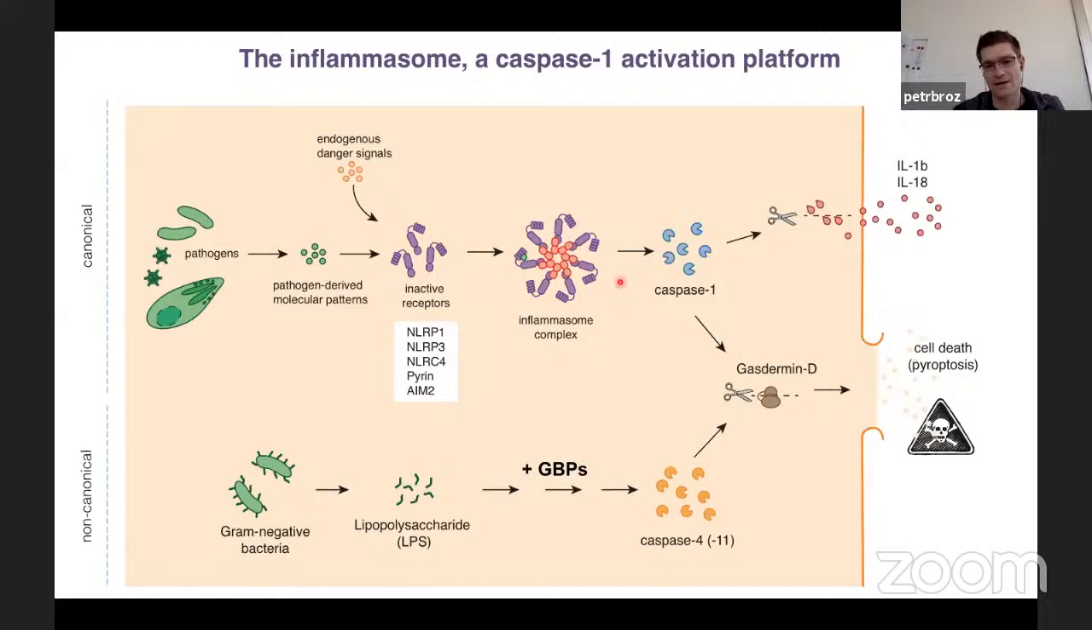There is indeed the possibility that they work together, and especially NLRP3 acts sort of as an amplificator of the response. Okay, thank you.